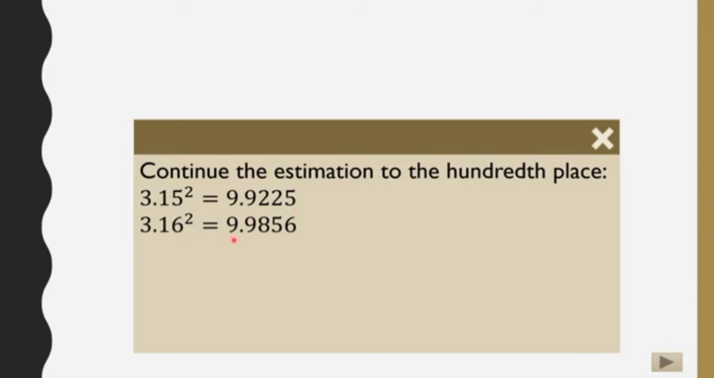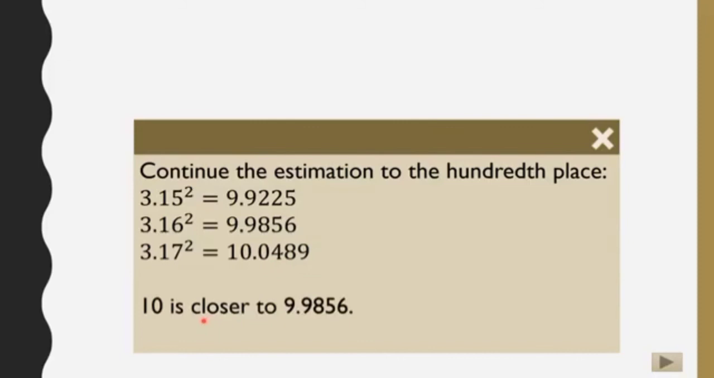3.16 squared is equal to 9.9856. 3.17 squared is equal to 10.0489. Therefore, 10 is closer to 9.9856. So, yung square root of 10 ay malapit siya sa 9.9856 kasi lumampas na to sa 10.